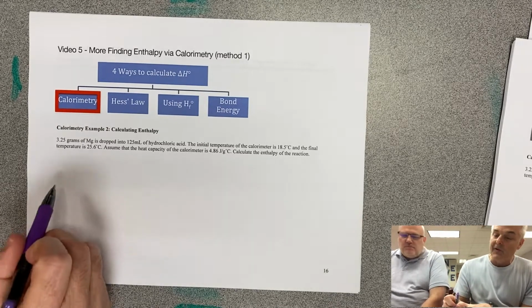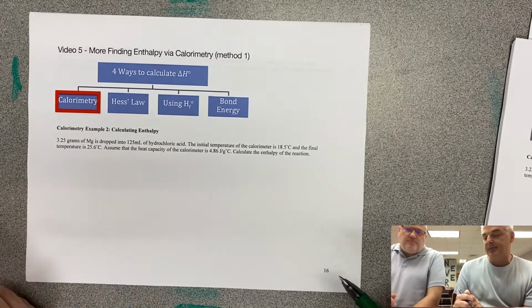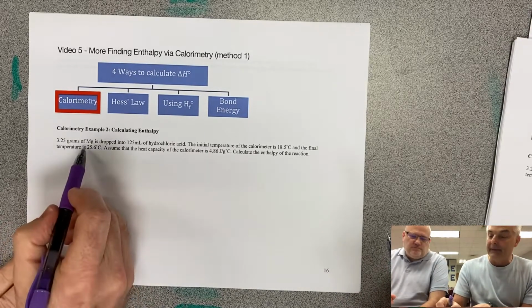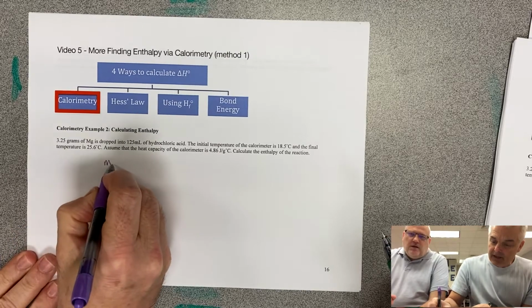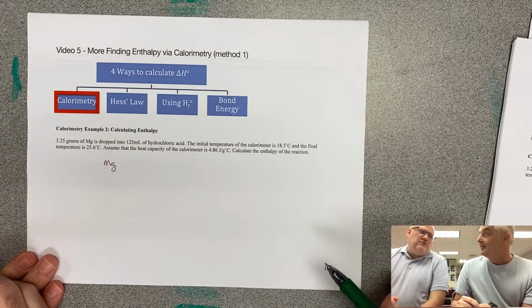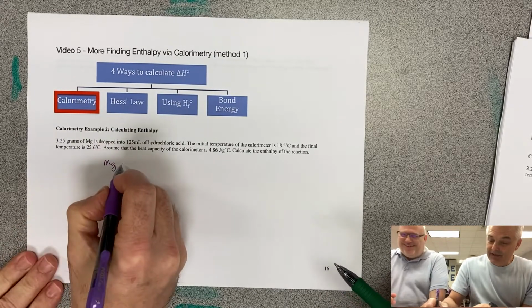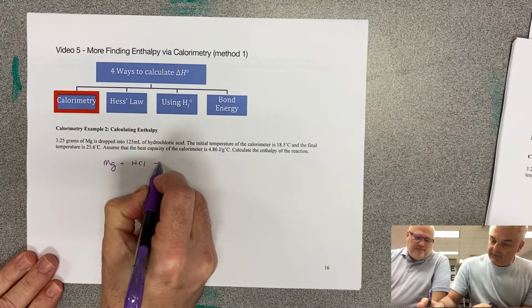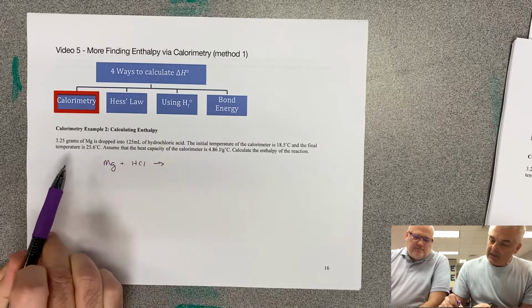Take a look at your notes. We've got a chemical reaction. If you've got a chemical reaction, we have to write the balanced chemical reaction. So what do we have? Magnesium reacts with hydrochloric acid, which you know is HCl. And that forms what? Now, there might be clues in here.